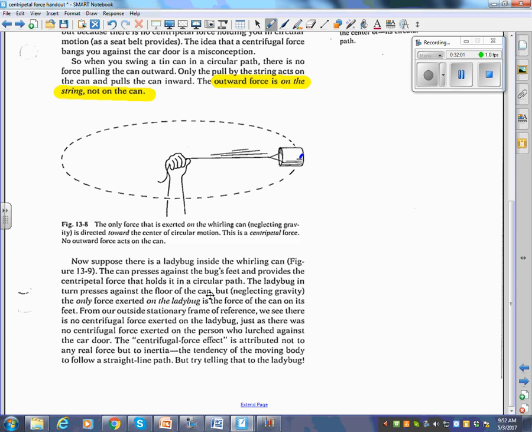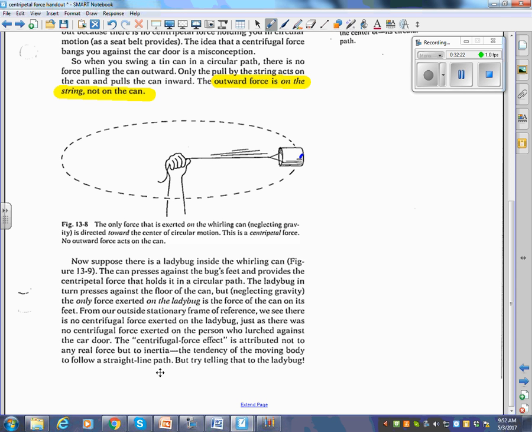From our outside stationary frame of reference, so from the people, we see that there is no centrifugal force exerted on the ladybug, just as there was no centrifugal force exerted on the person who lurched against the car door. The centrifugal force effect is attributed not to any real force, but to inertia, the tendency of the moving body to follow a straight line path. Try telling that to the ladybug.